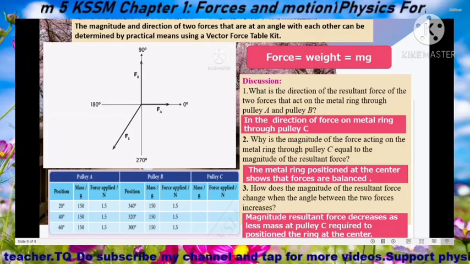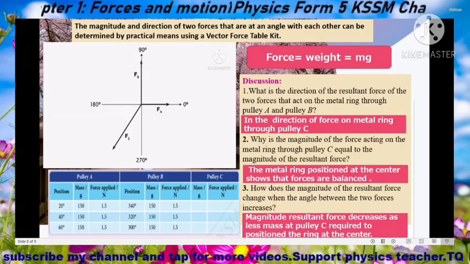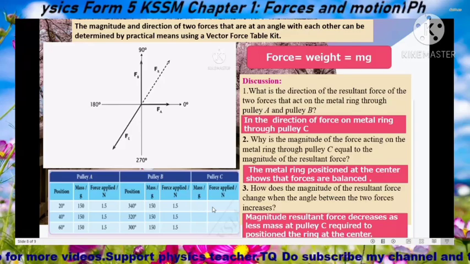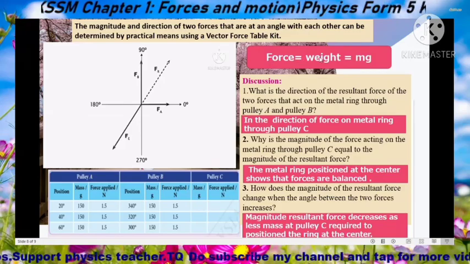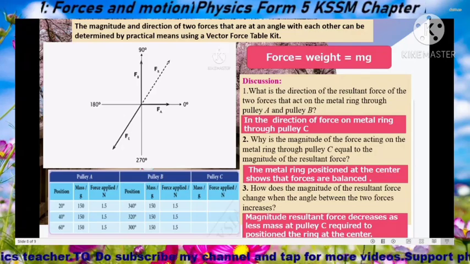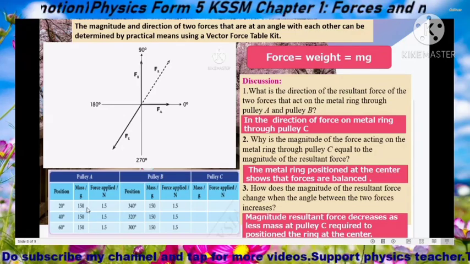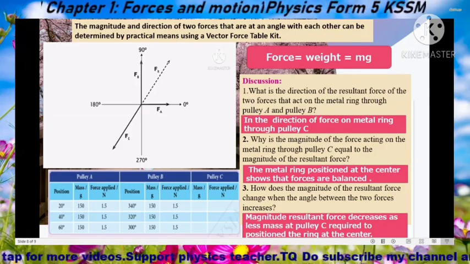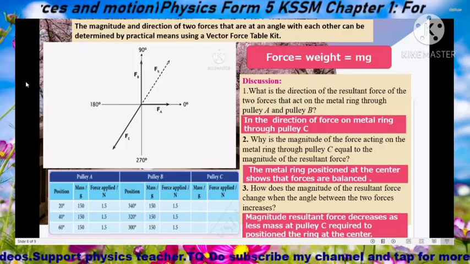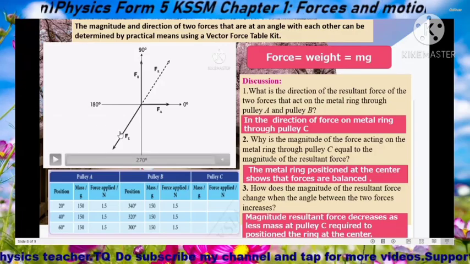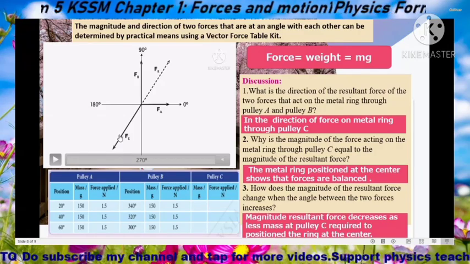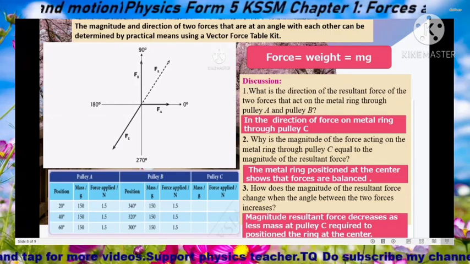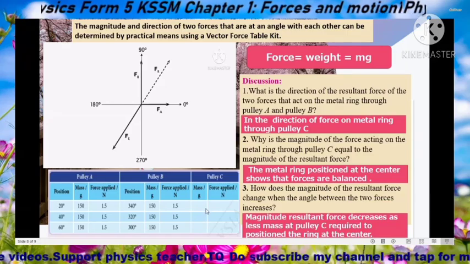So the mass of load added to pulley C, we can determine and record here. Then you can calculate the force applied by using the formula force equals weight equals mg. In this case, the g used here is 10 meter second to the power negative 2. So you see from here, the force applied for pulley C actually represents the resultant force for force A and force B. Okay, so you can try it.